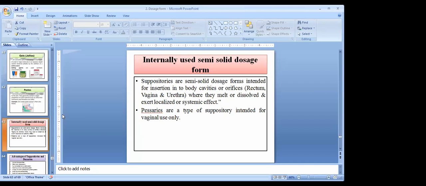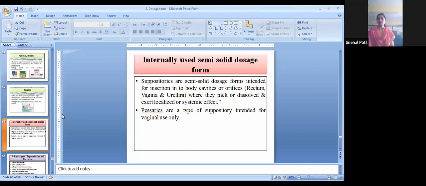Okay. Then pessaries are the type of suppositories intended for vaginal use only. When the suppository is used only for the vaginal part, then it is called a pessary. Understand? These are a type of suppositories, but intended only for vaginal use. So it is called a pessary.